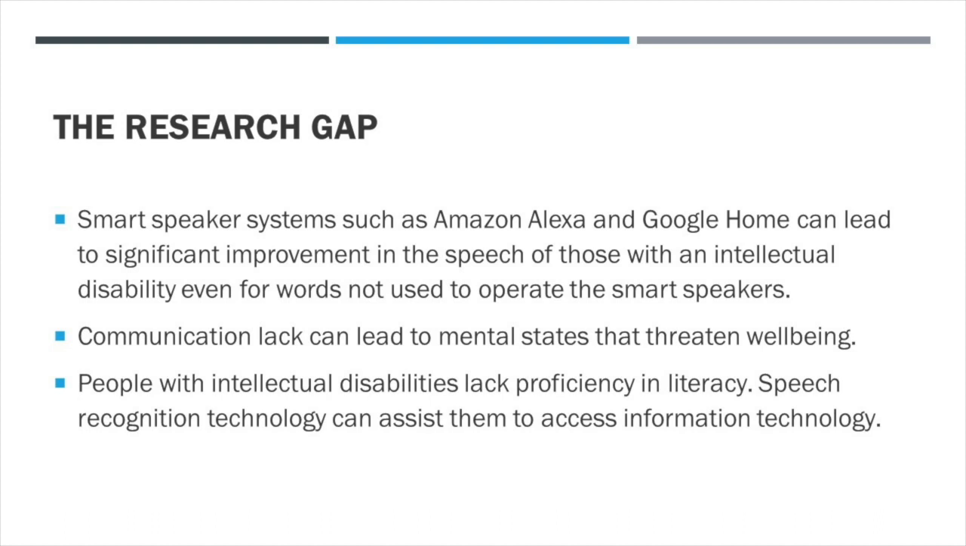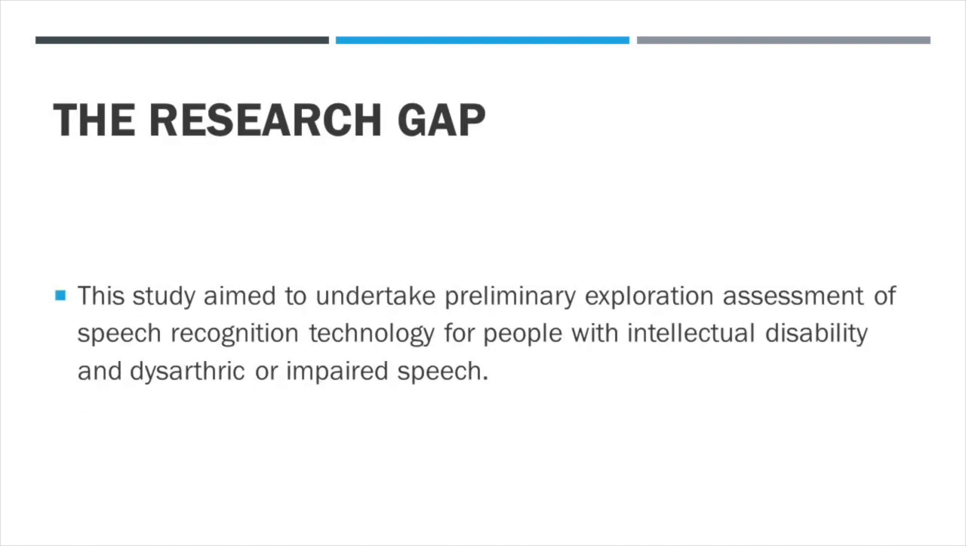Speech recognition systems might be quite useful for people with intellectual disability. Smart speaker systems such as Google Home can lead to better speech from those using them. The well-being of people with intellectual disability is threatened by their communication impairments. And people with intellectual disability also lack literacy. So speech recognition systems allow them to access information technology. My aim in my research was to bridge the gap somewhat.